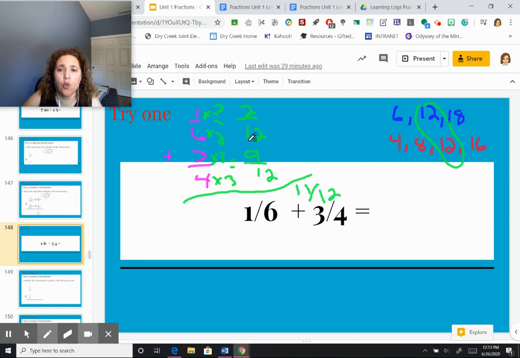And 6 times what is 12? If I wasn't sure, 1, 2, it's my second number in. So I multiply the top by 2, and then I get 2. 1 times 2 is 2, so I get 9 plus 2 is 11. I get 11/12.